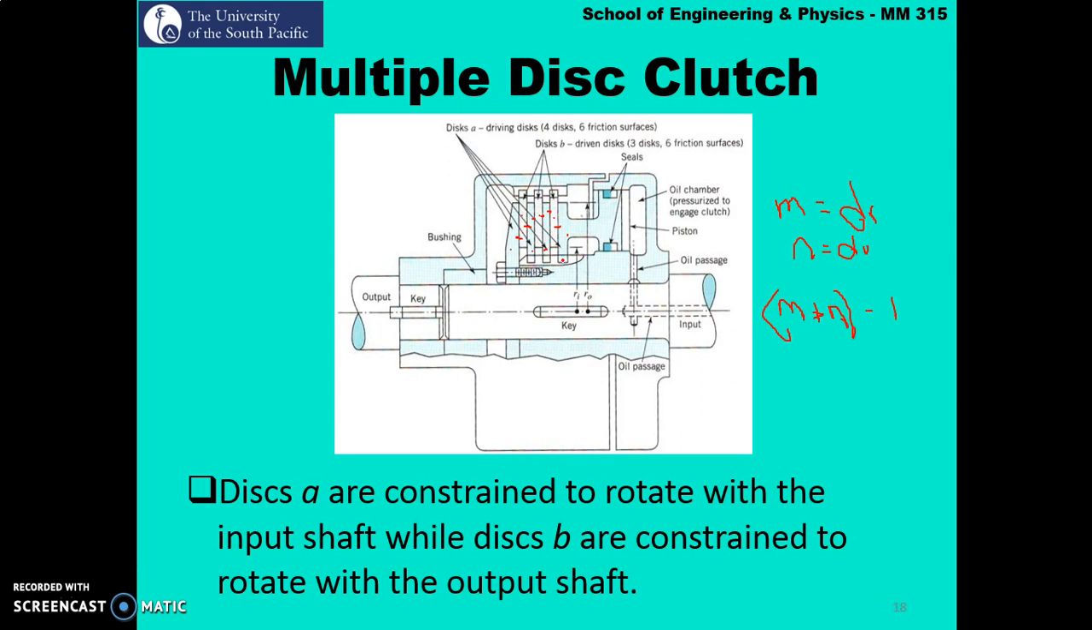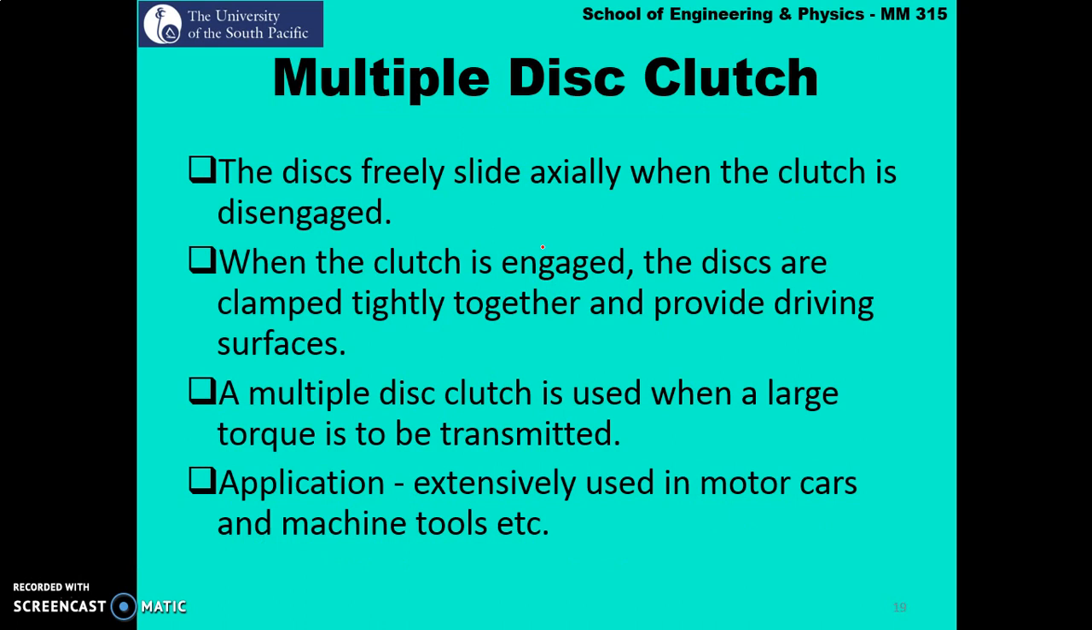Again, in order to calculate the number of friction surfaces you have in multiple disc clutches, it is basically the sum of the number of discs on the driving shaft plus the number of discs on the driven shaft. Whatever value you get, subtract 1 from it, and that's the number of effective friction surfaces that we have. The next thing is we need to understand why multiple disc clutches are used. The discs freely slide axially when the clutch is disengaged. When the clutch is engaged, the discs are clamped tightly together and provide driving surfaces. A multiple disc clutch is used when a large torque is to be transmitted, and it is extensively used in motor cars and machine tools.